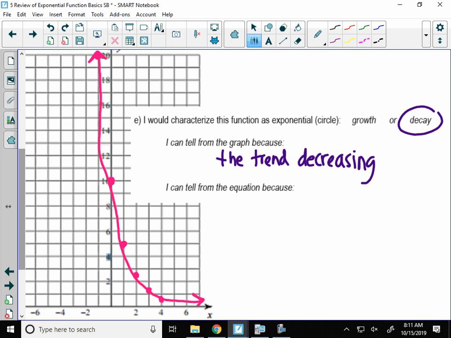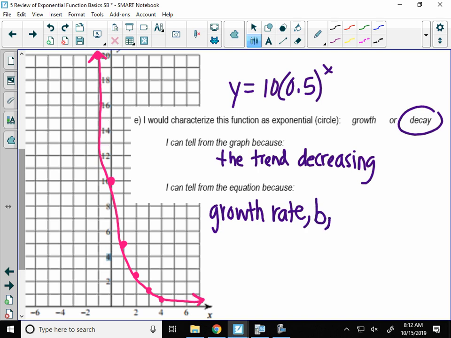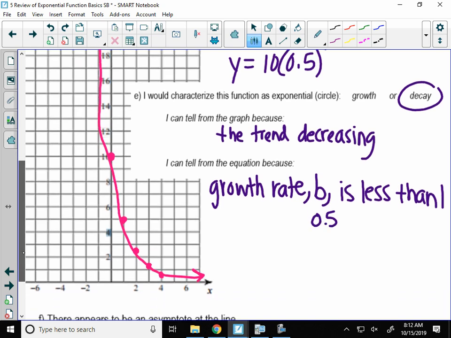I can tell from the equation, remember the equation here was 10 times 0.5 to the x. I can tell from the equation that I'm decreasing because the growth rate, which is b, is less than 1. Right? The growth rate b, which is 0.5, is less than 1, so I know it's going to be decay. All right, last couple questions here.